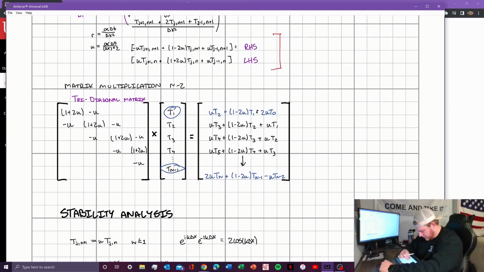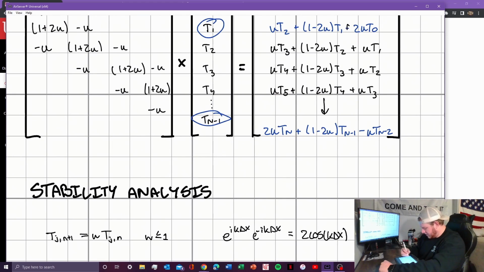For the stability analysis, we know that Euler's equation can be reduced down to 2 cosine k delta x, which is what we did last time. This time, we need to relate the T_j^(n+1) to the T_j^n using our little omega. That is basically just a placeholder for our Euler's cosine derivation. And we know that we have stability if our omega value is less than or equal to 1. So we want to look for that omega to be less than or equal to 1.